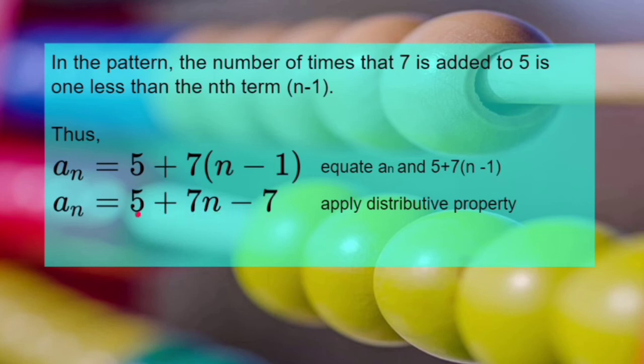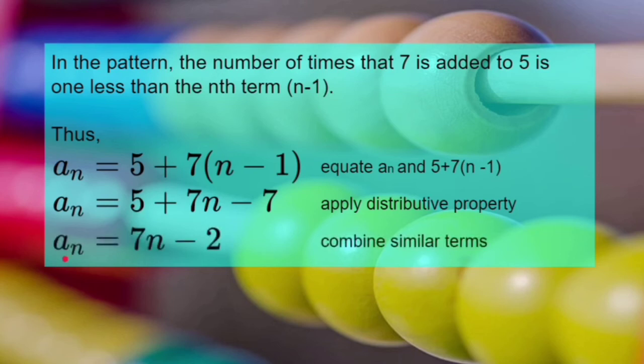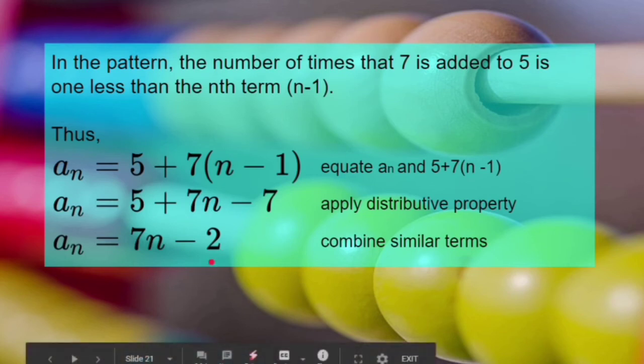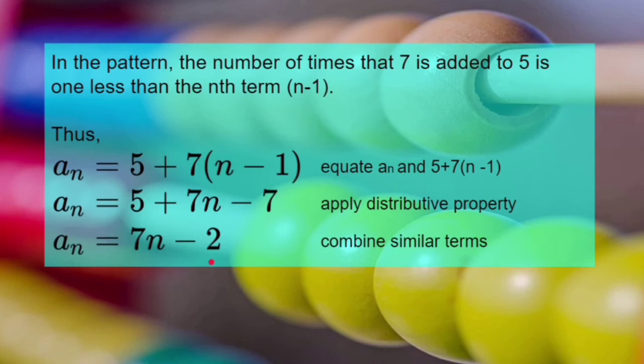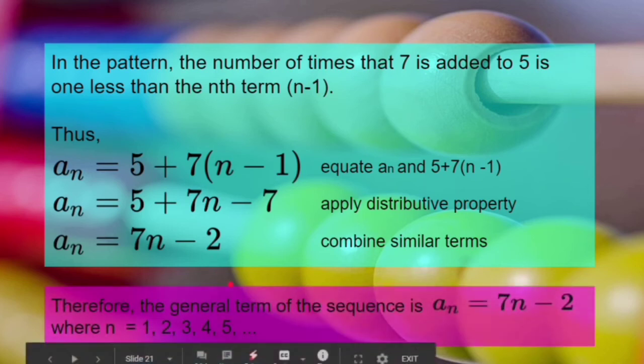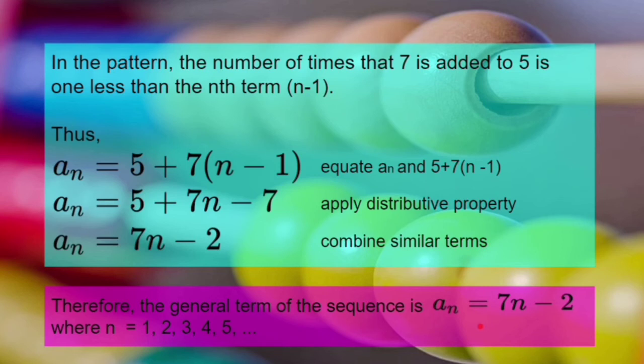And then, if you will notice, we have 5 and negative 7, which are similar terms. So we will just combine them. So a sub n is equal to, we copy 7n. And then 5 plus negative 7, or 5 minus 7 is negative 2. So we have a sub n is equal to 7n minus 2. Therefore, we have the general term of the sequence, which is a sub n equals 7n minus 2, where n is equal to 1, 2, 3, 4, 5, and so on.